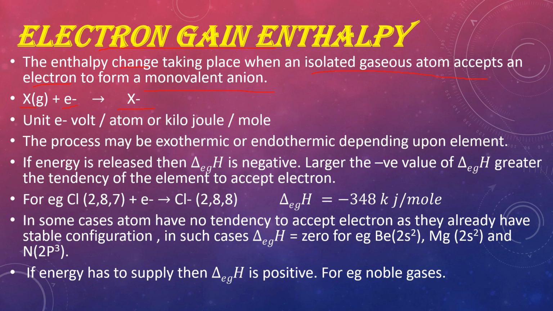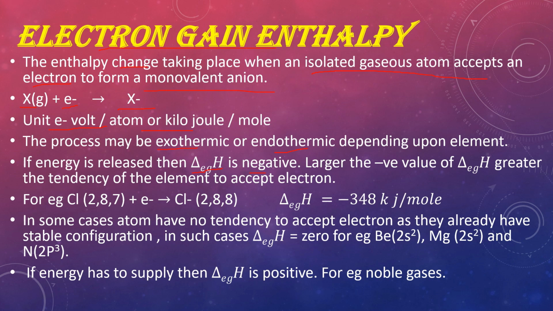Now, the energy change during this process, I am using the words energy change because this energy may be released or maybe you have to supply it. Now, the unit of electron gain enthalpy is electron volt per atom or kilojoule per mole. Again, the process may be exothermic or endothermic depending upon the element.